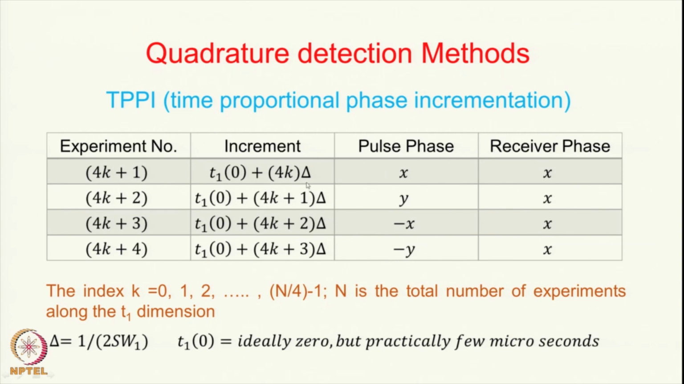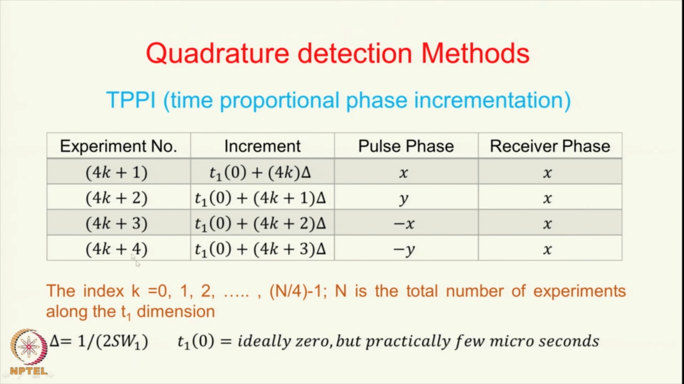Now, what is the value of delta? The value of delta here is 1 by 2 times SW1. SW1 is your total spectral width in the T1 dimension. So you have 2 times SW, this is the normal Nyquist criterion for representing the largest frequencies that are present in your spectrum. So you always take delta is equal to 1 by 2 times SW1.